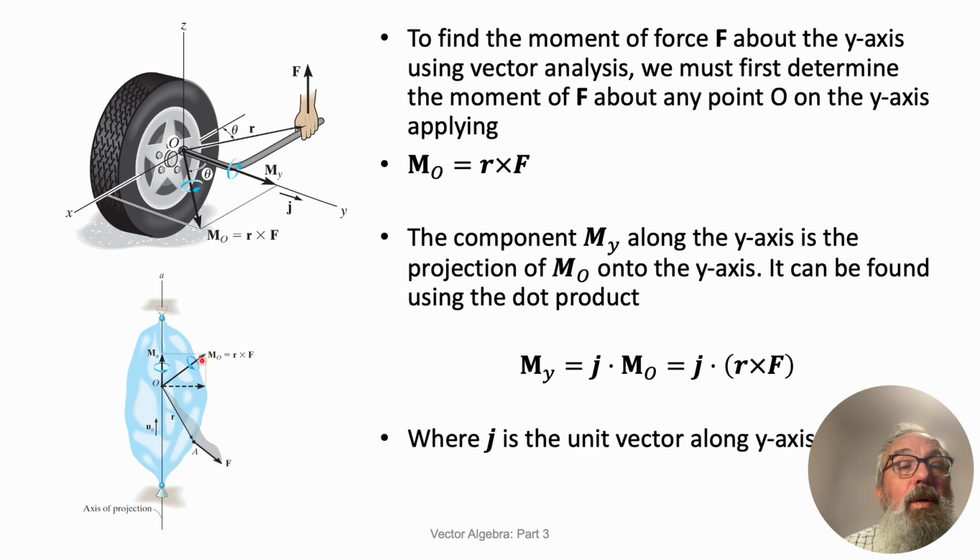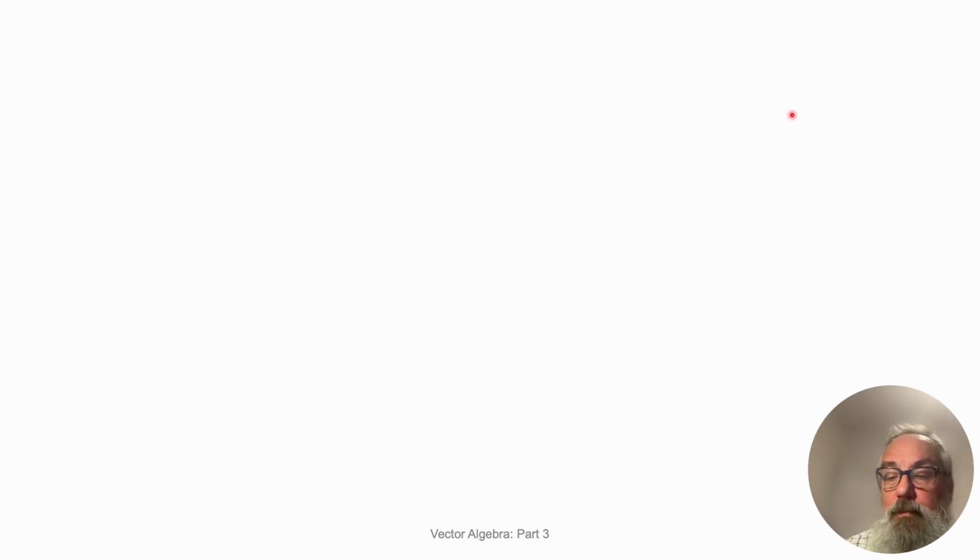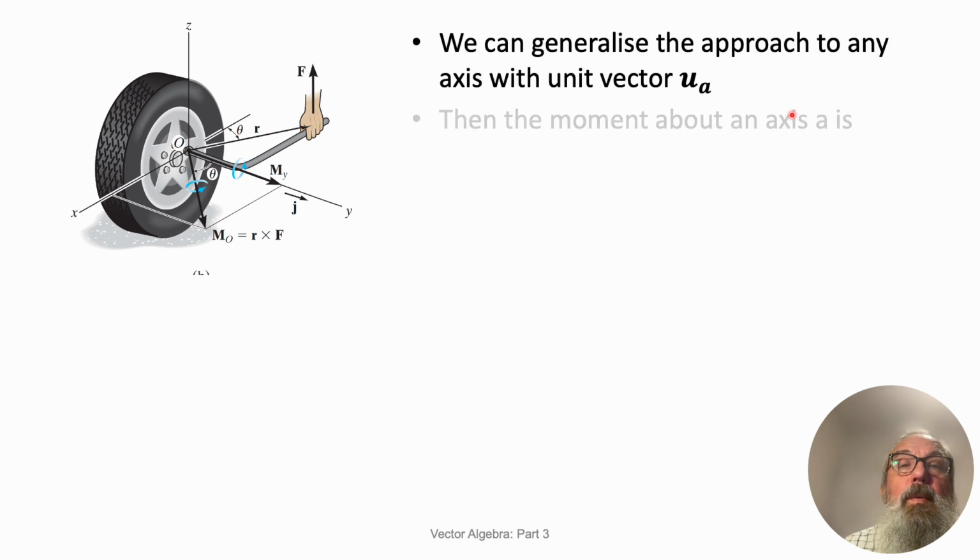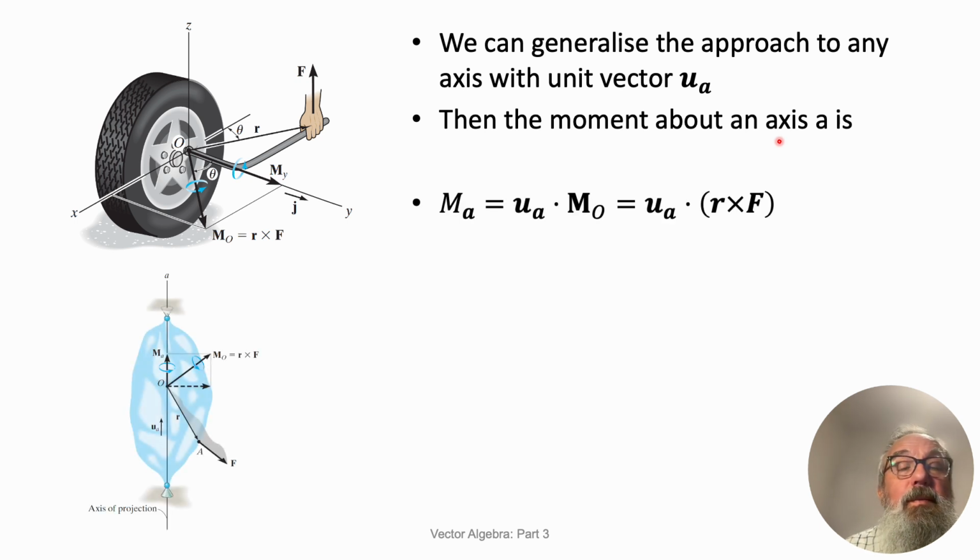And we can see this by looking at the planes involved here. Okay, we're going to generalise this approach to any axis with a unit vector UA. And the moment about the axis is UA dot MO. Remember that MO is R cross F.